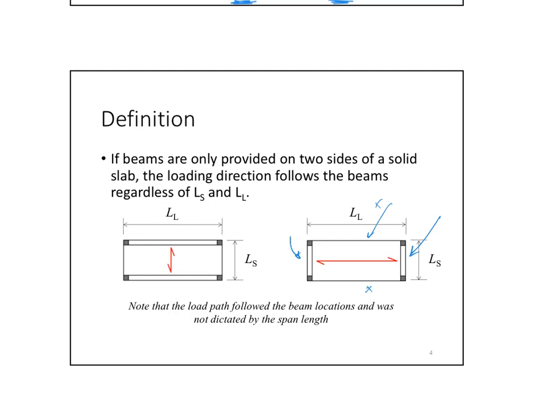So in this case, this is also considered a one-way slab, but it goes in the long direction, not in the short direction. And this one, as we know, is also forced to do this. Note that the load path followed the beam locations and was not dictated by the span length.